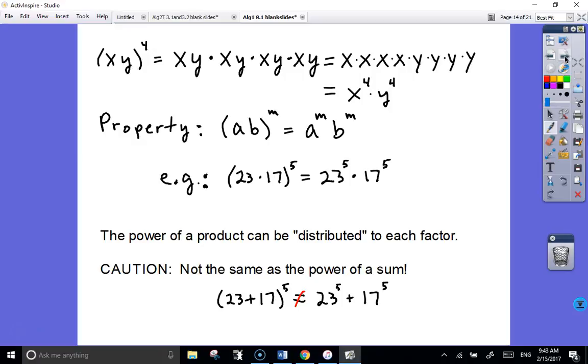Now how many x's is that? 1, 2, 3, 4. So what property says I can switch the order and it doesn't change the multiplication? Commutative. Commutative says you could change the order. Honestly, we'd probably use a combination of associative and commutative, but I'm going to move all the x's together and all the y's together. And now, how can you write x being multiplied by itself 4 times? X to the 4th, y to the 4th.